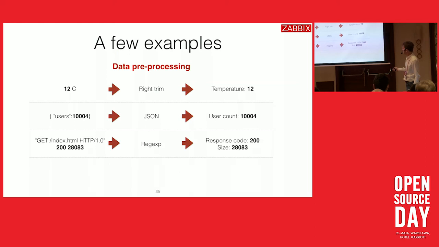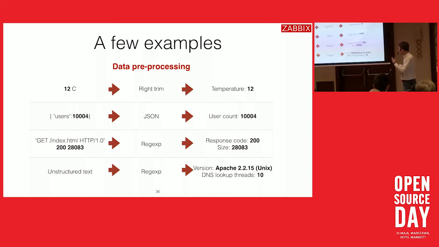For example, we received some information, like here is the response code, here is the size of the response. Using a regular expression, we may split it into two different metrics: one is the response code, another is the response size. And if it's unstructured text, we can use a regular expression. So a regular expression is a really flexible thing to work with.